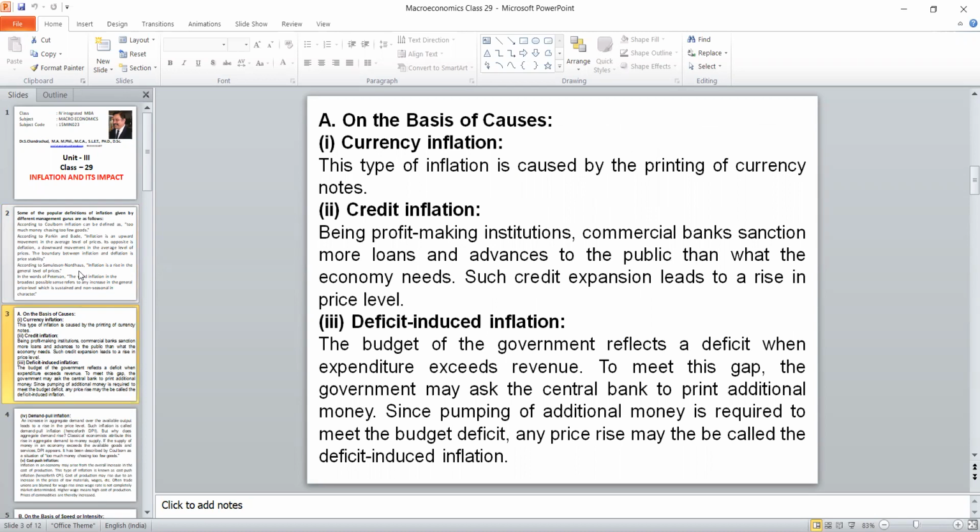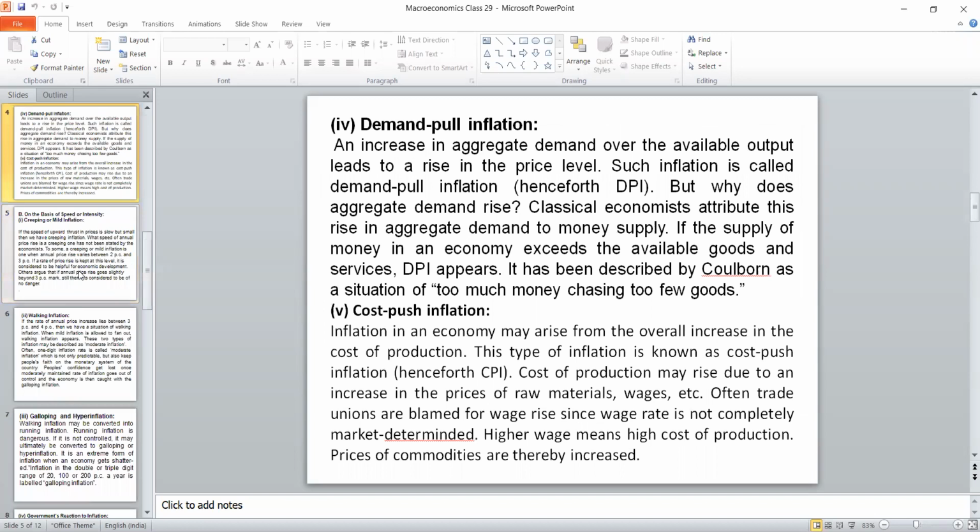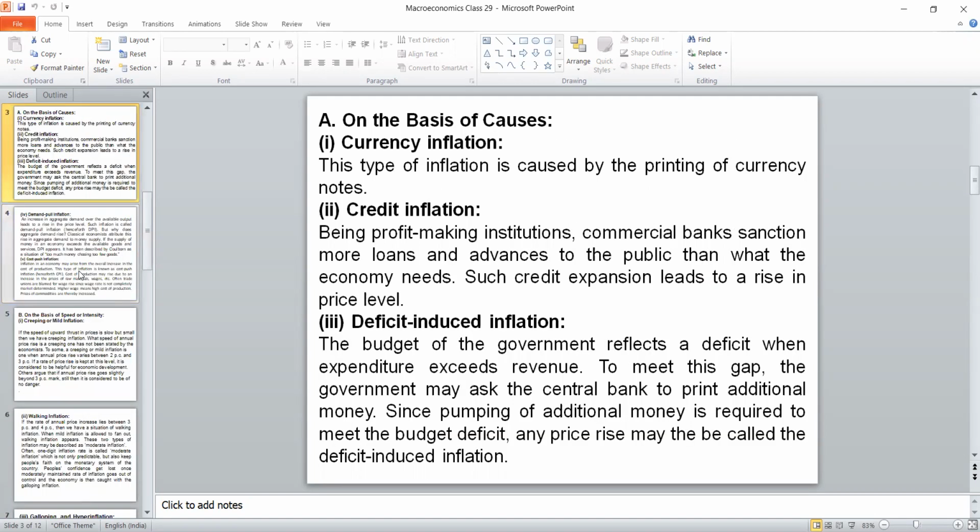So now we are going to the types of inflation. There are two types of classification. One is based on speed or intensity. Another one is based on causes. On the basis of causes, inflation is divided into 5 categories. The first one is called currency inflation. This type of inflation is because of printing more currency notes that are circulated in the economy. Because of this, we have some inflation that is called currency inflation.